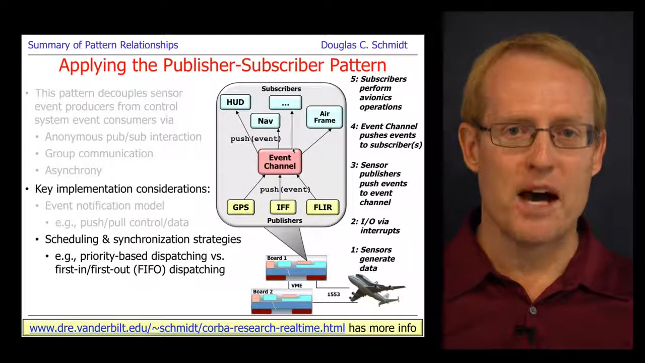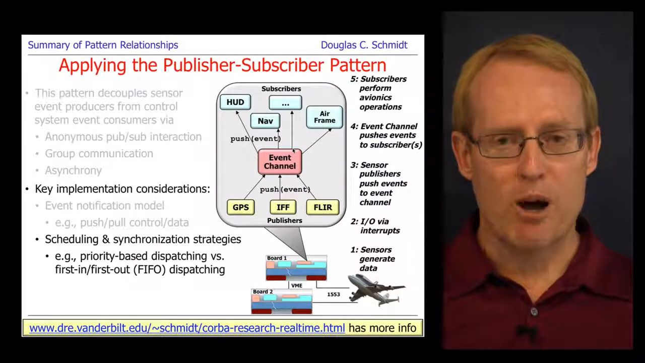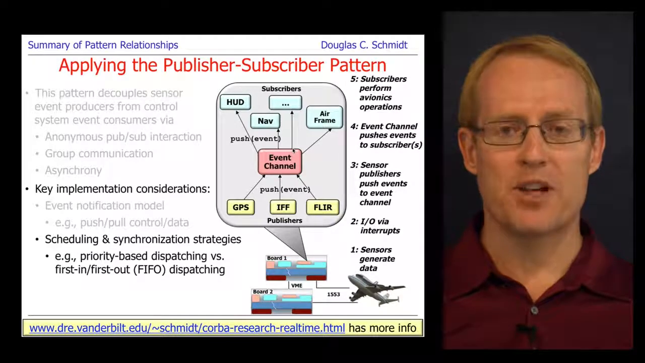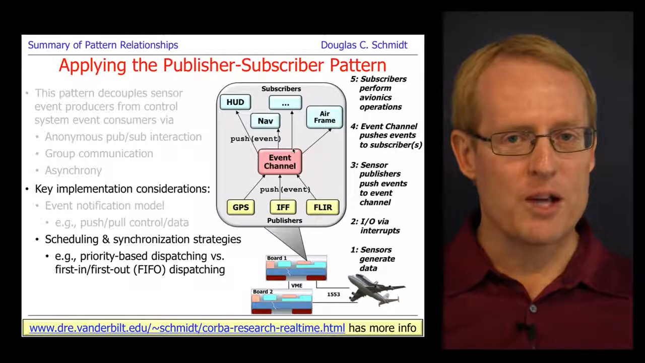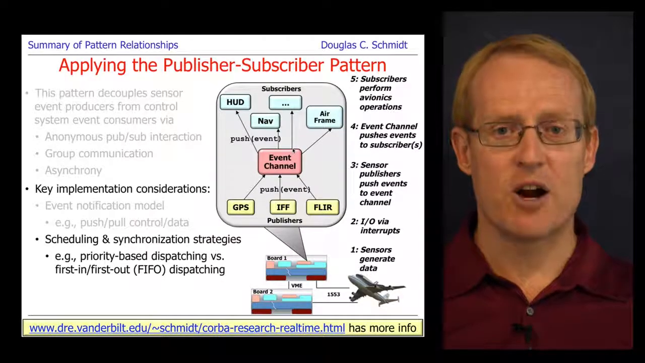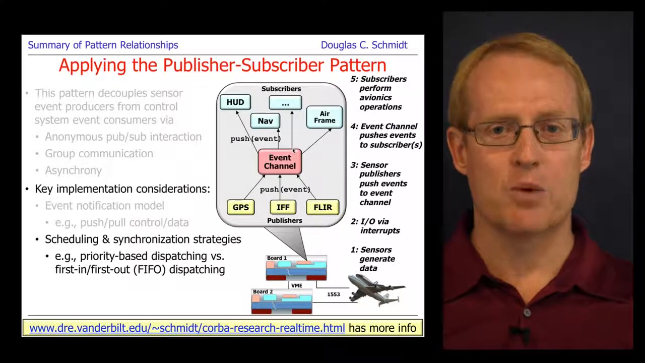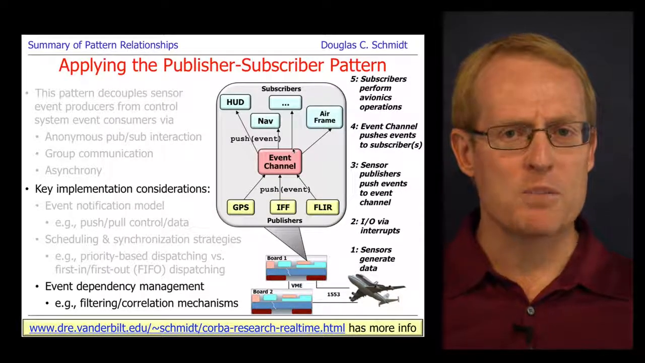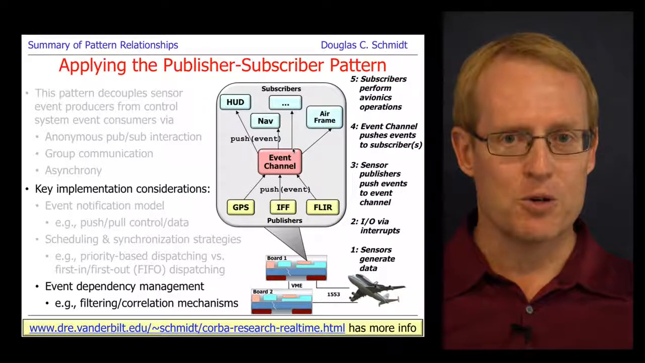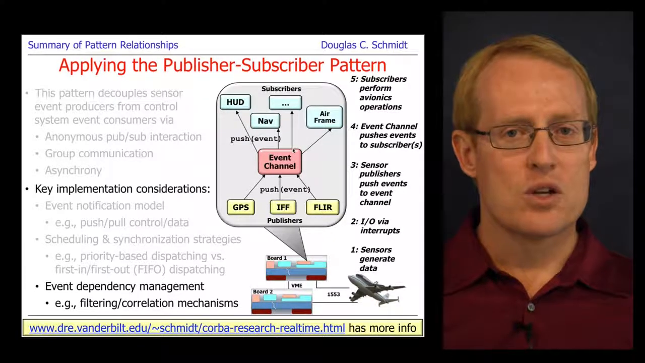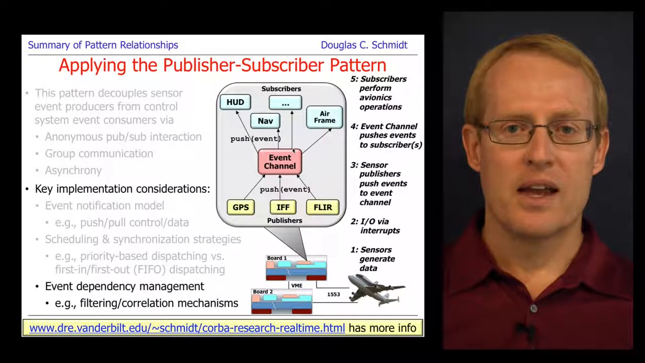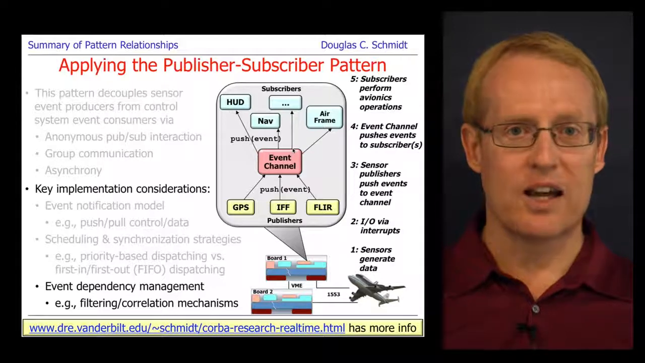We played around with different models based on priority-based dispatching, first in, first out, or FIFO dispatching, with the goal of trying to make sure that the high priority consumers receive the data before the less high priority ones in order to ensure our deadlines were met. And of course, we also spent a lot of time wrestling with different ways to efficiently implement event filtering and correlation so only the consumers that really needed the data would receive them. And by the time we were done, we'd written a lot of code.